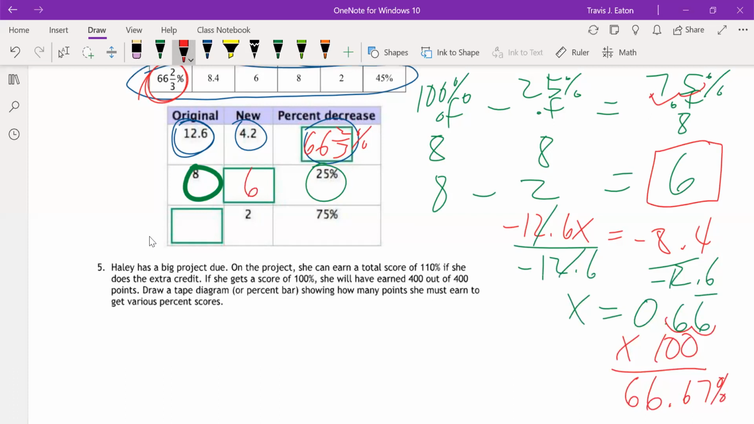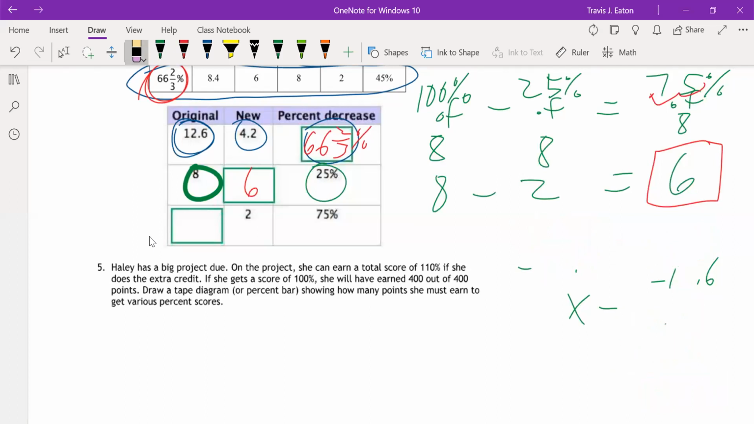Either way. It all depends on how much work you want to put into that. I like both ways. It's nice to know both ways. Now this last one, oh, look at that. And there's 6 as one of our options.